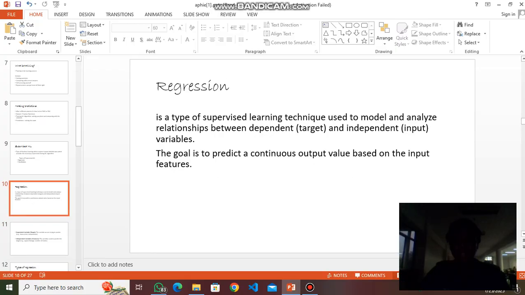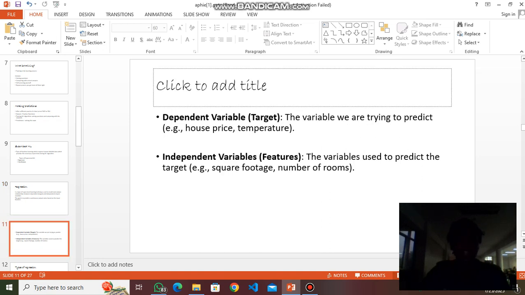Just like I've talked about the dependent and the independent variables. When I talk about dependent, I mean the target. And for the independent, I mean the input variable. So the dependent variable, or the target, is the variable we are trying to predict, for example if you want to know the house price or the temperature. But the independent variables are the features.